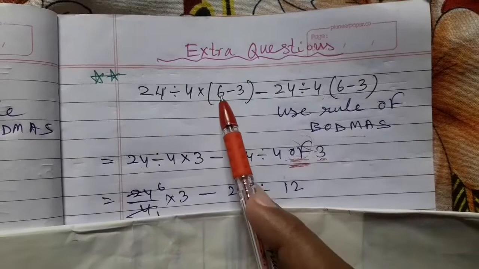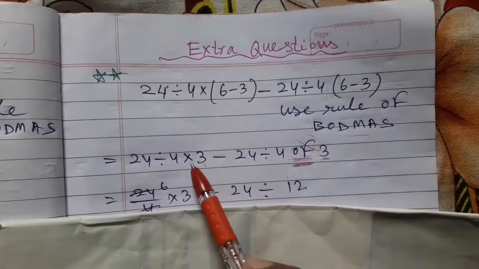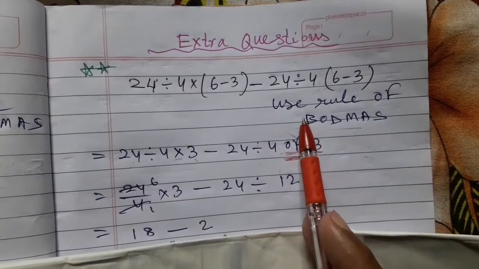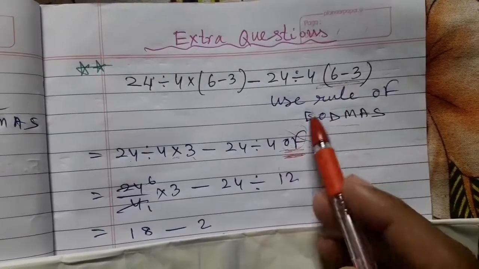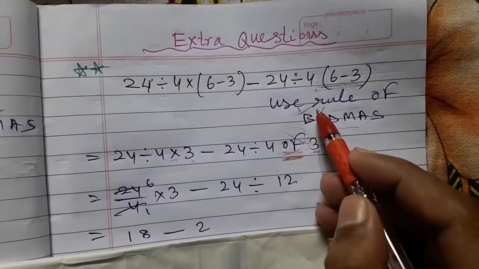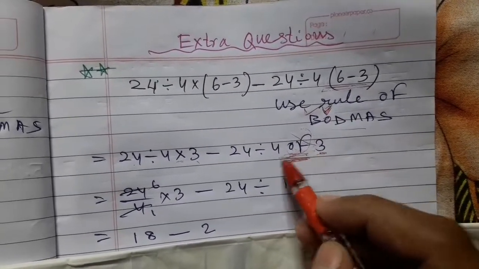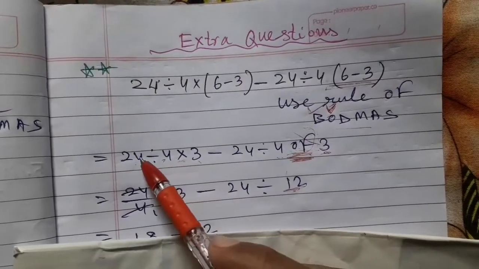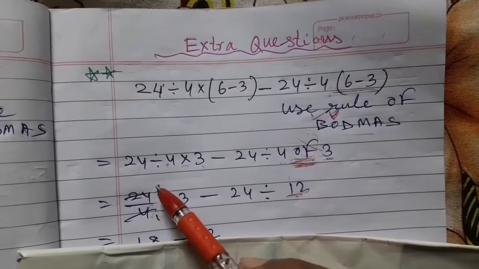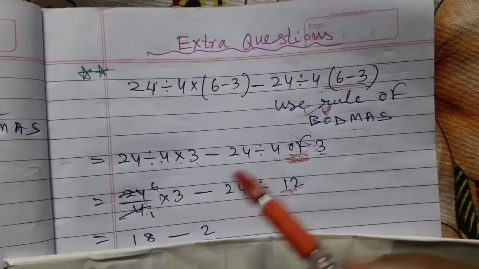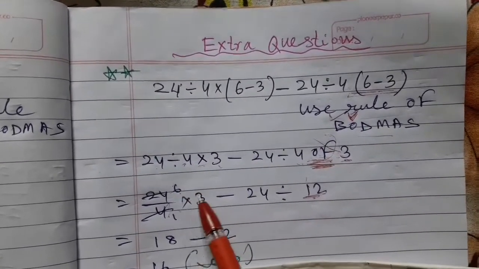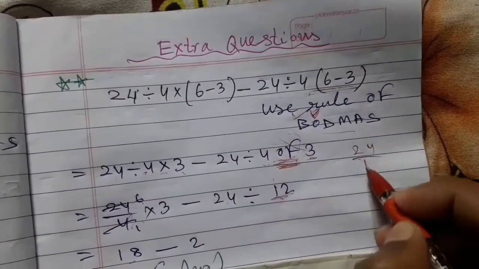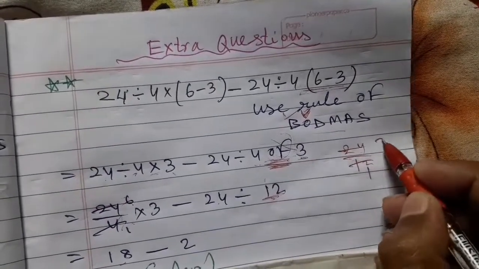24 as it is, 6 minus 3 is 3, there is an of. Next, in BODMAS the bracket is done. Next, of: 4 times 3 is 12. Clear? Divide 24 by 12: 4 times 1 is 4, 4 times 6 is 24. Next, 3 times 6 is 18, 24 divided by 12.